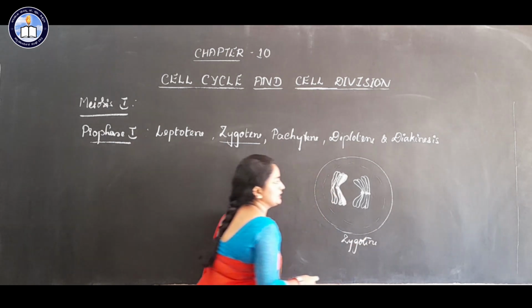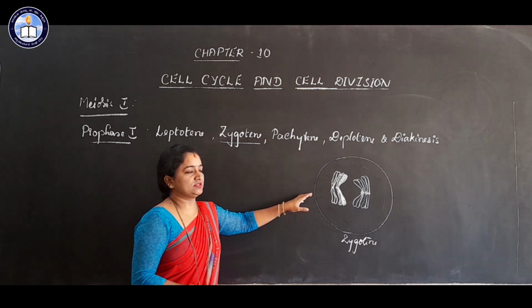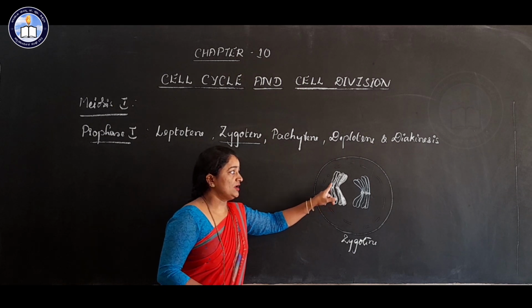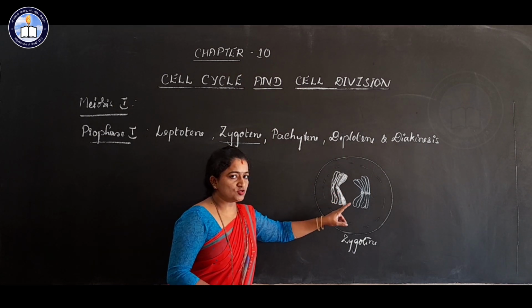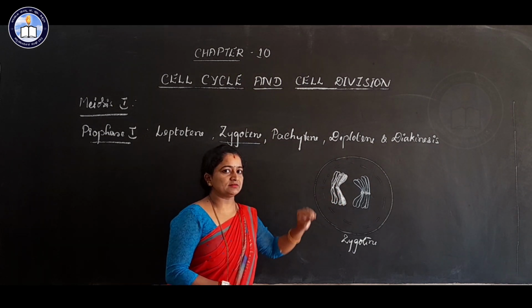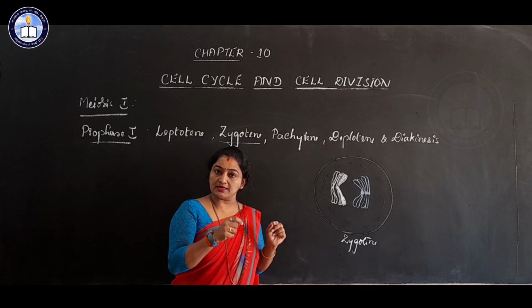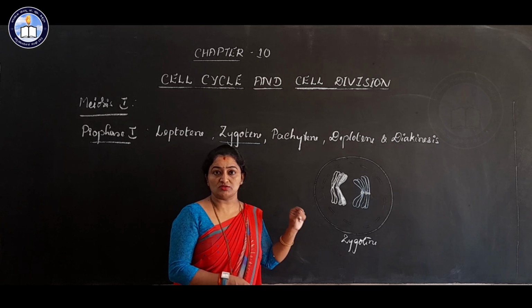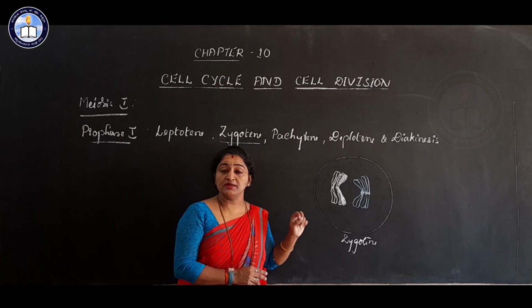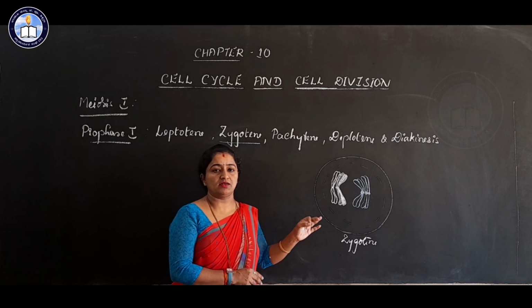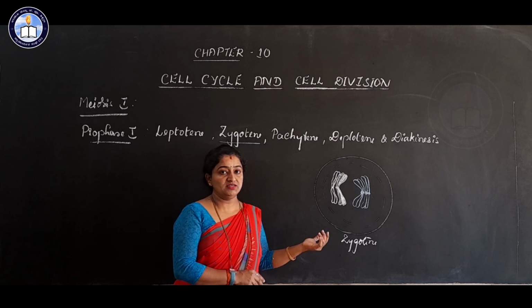Leptotene. In the diagram you saw, the chromosomes are thin, thread-like structures that start to become visible, and we can see a beaded appearance. Those beads are called chromomeres. Beaded appearance, beads on a thread, right? Chromomeres.